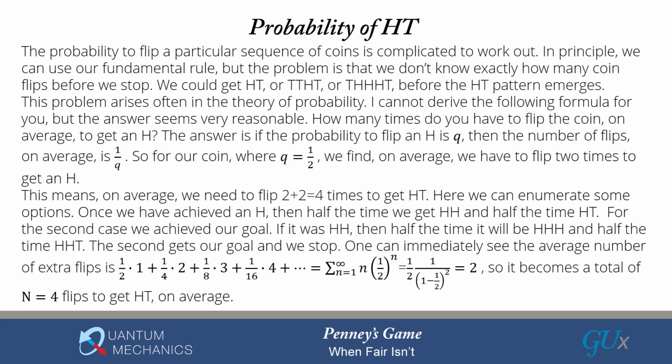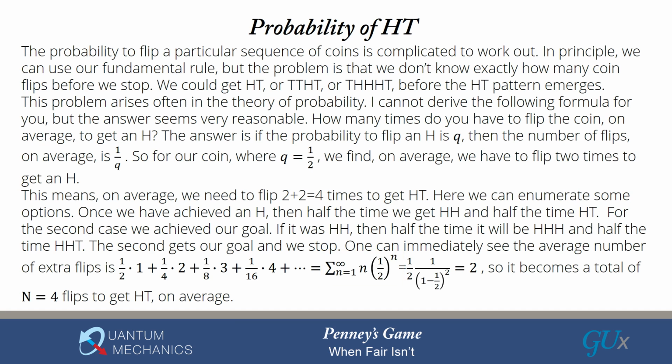And so you can immediately see that the average number of extra flips will be: half of the time it takes 1 flip. That's when I flip heads, tails. A quarter of the time it'll require 2 flips. That's when I get heads, heads, tails. An eighth of the time it'll take 3 flips. That's when I have heads, heads, heads, tails, and so forth. And so I get this series that is very similar to the geometric series but different. It's the sum n equals 1 to infinity of n times a half raised to the nth power.